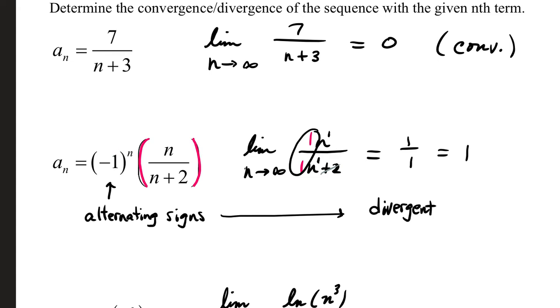Alternating signs, be very careful. This term out here, if we let n get really large, will approach 1. But because our signs alternate, we never do settle down at a specific value. So because of the alternating signs, divergent. If that wasn't there and this is all we had, we would have a convergent sequence because of the finite limit value. Be very careful with alternating signs.